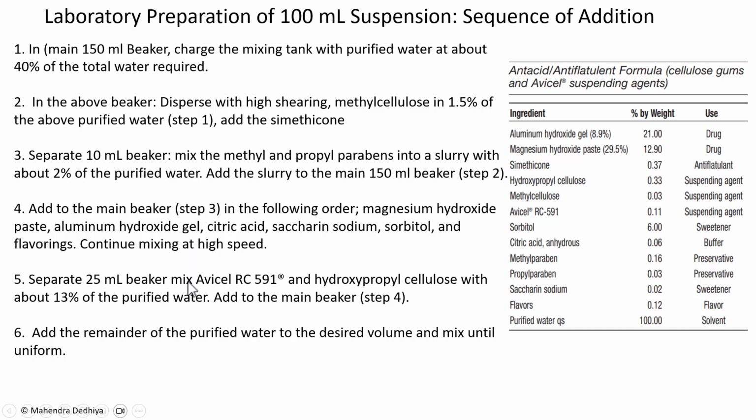Once the material is QS'd, make sure it's uniform, and add intense mixing to make sure that aluminum hydroxide and magnesium hydroxide particles are uniformly distributed. So we looked at different ways suspensions are made. It is common in suspension development to have several sub-steps to make sure that particles, actives are uniformly distributed.